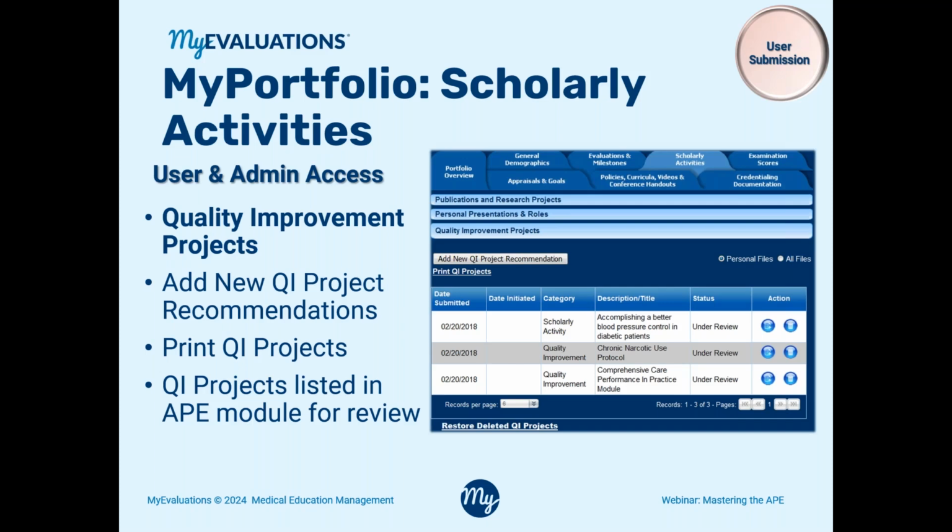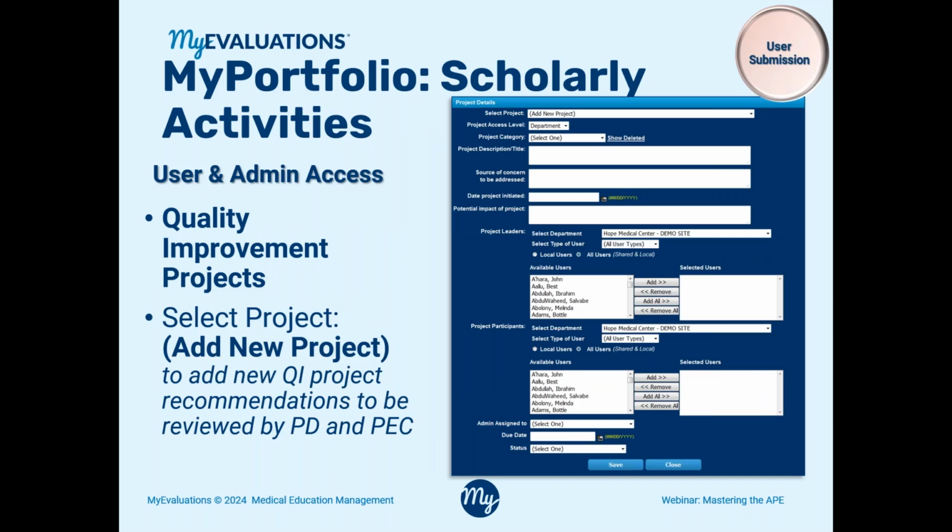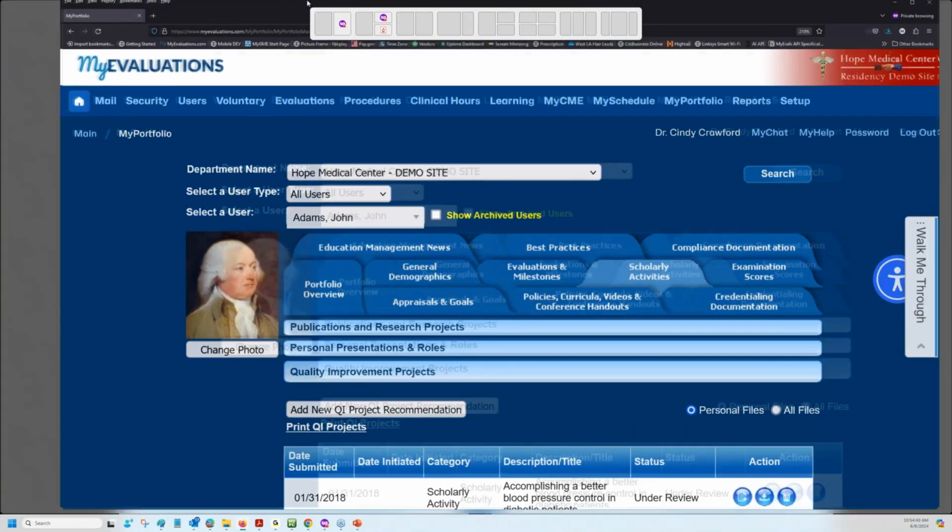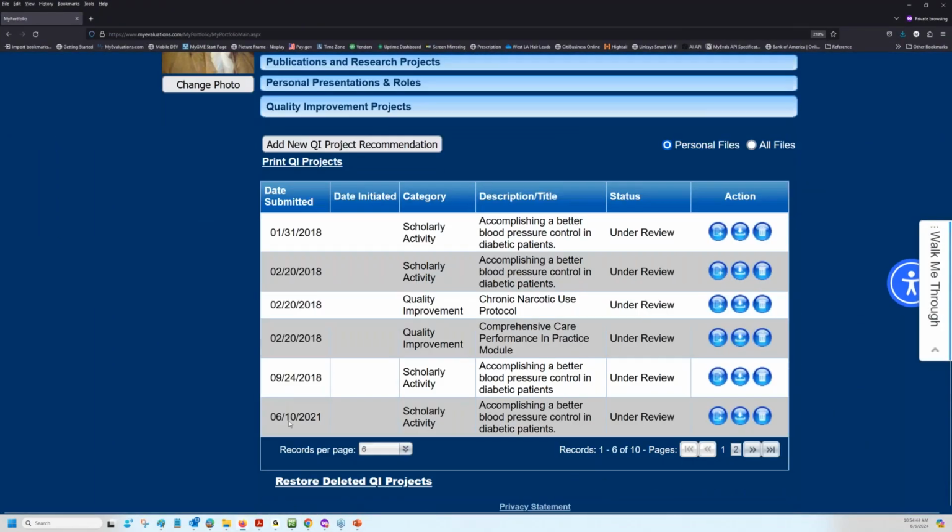Under the quality improvement project area, your trainees and your faculty are able to add new quality improvement project recommendations into the system. So you have a central method allowing your trainees to actually submit individual quality improvement project recommendations. Again, under the menu, scholarly activities, we can go to quality improvement projects. Here, I will see a list of all the existing quality improvement projects that I've submitted versus all departments. I can click on add new quality improvement projects.